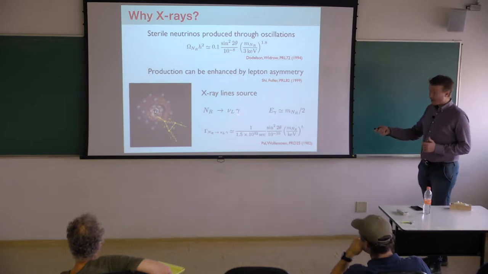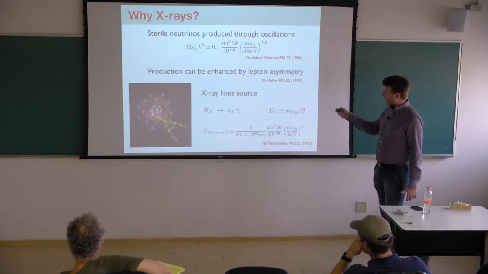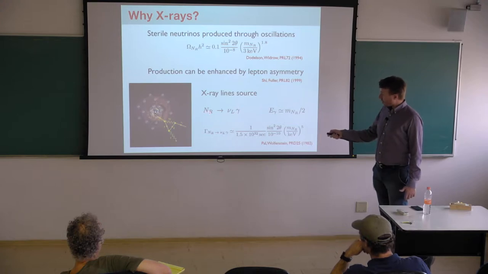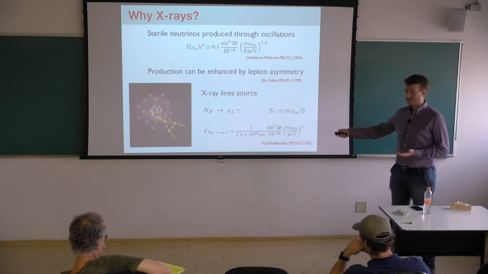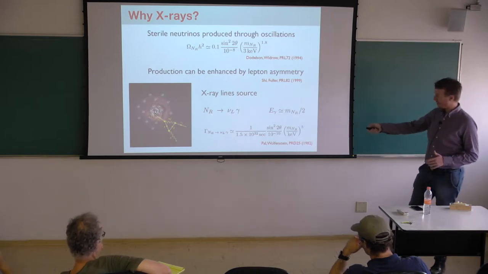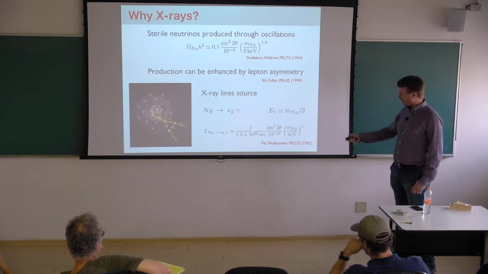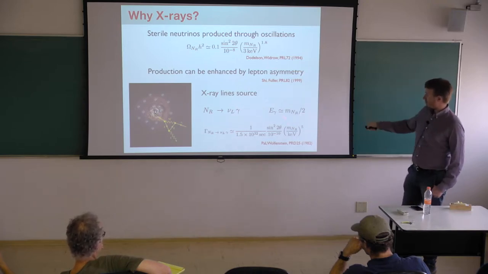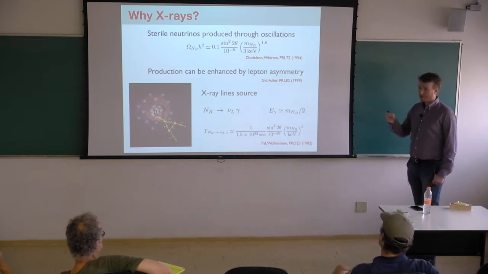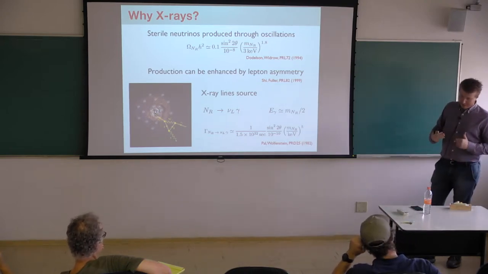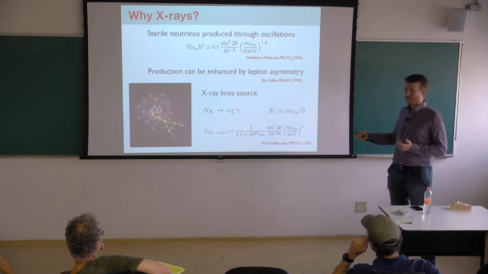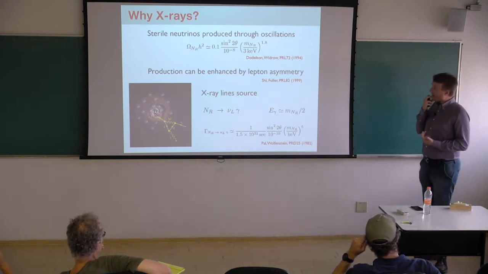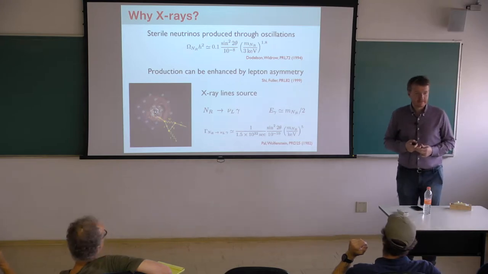But as I hinted already, there is a smoking gun signature of this type of dark matter candidate where you are basically observing the decay of the sterile neutrino to an active neutrino and a photon. The energy of the photon is half of the sterile neutrino mass. You can safely neglect the active neutrino mass in this kinematical calculation. And the lifetime, there are interesting regions where you get the correct relic density, a lifetime long enough such that the dark matter is stable on cosmological scales, and you get a flux that our instruments can measure. Okay?